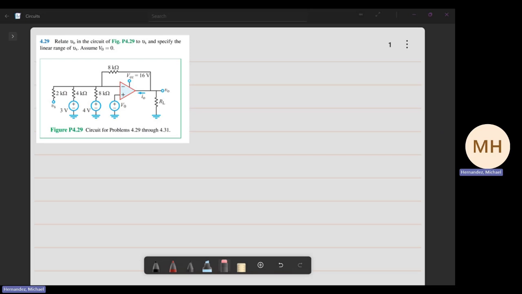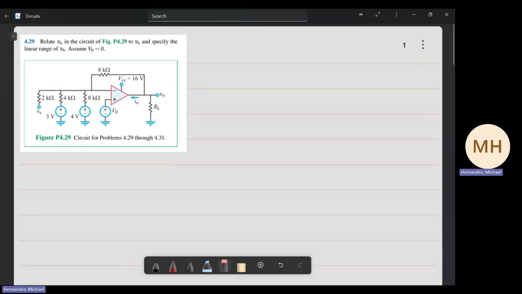It says VO in the circuit of the figure to VS. So we have to relate VO to VS and specify the linear range of VS. So it'll be a low negative and a high positive. And we assume that VO is equal to 0. Okay, so you can write down that VO is equal to 0.